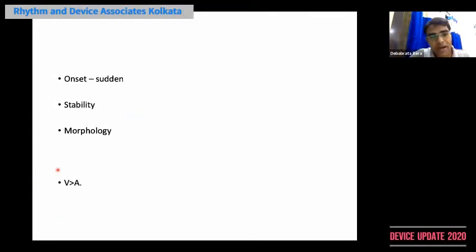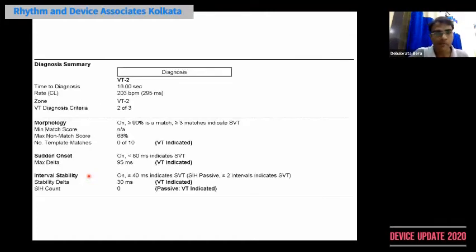There is one more thing: if you have a dual chamber pacemaker and your number of V is more than A, that means you have a VA dissociation. It is anyway VT for us and also for the ICD.